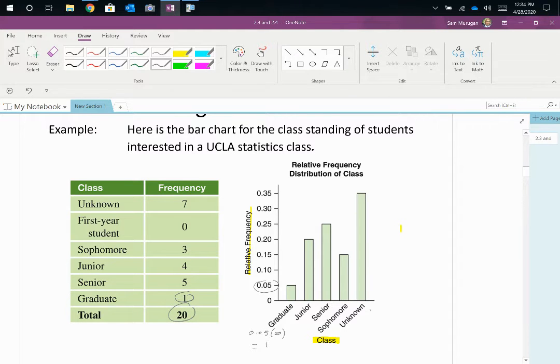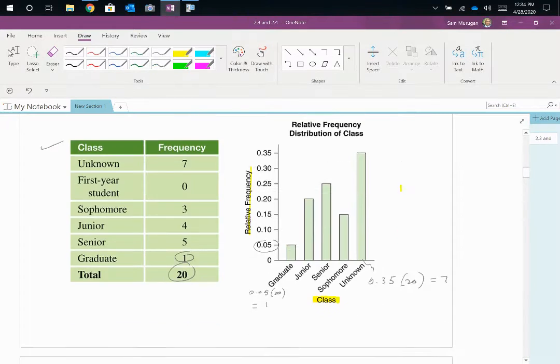And say for unknown, that would be about 0.35, 0.35 times 20 would give you about 7, and so on. So each of these bars represent the relative frequency of the categorical data shown in this table on the left-hand side.